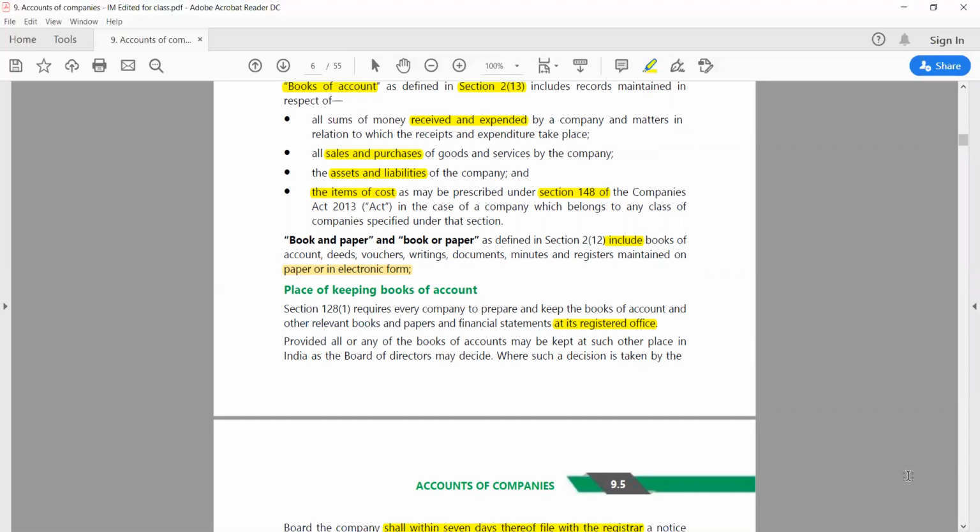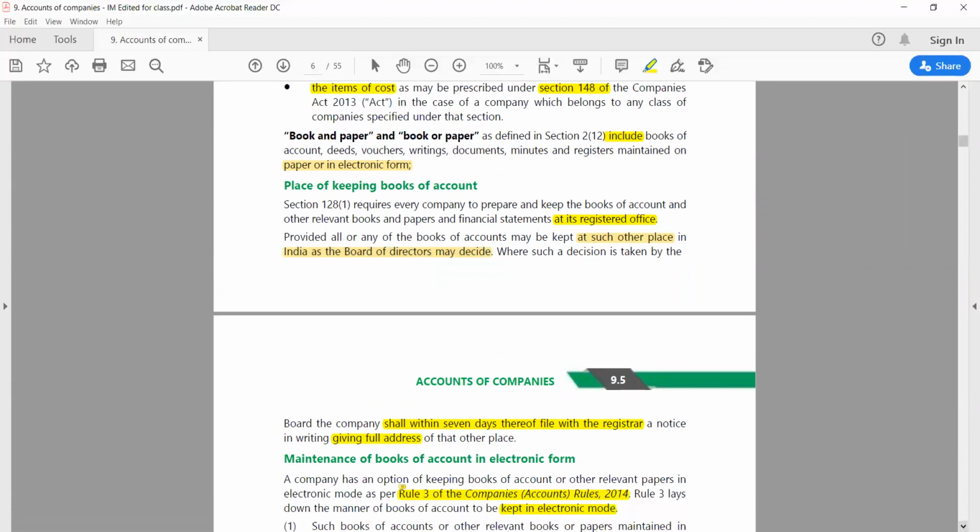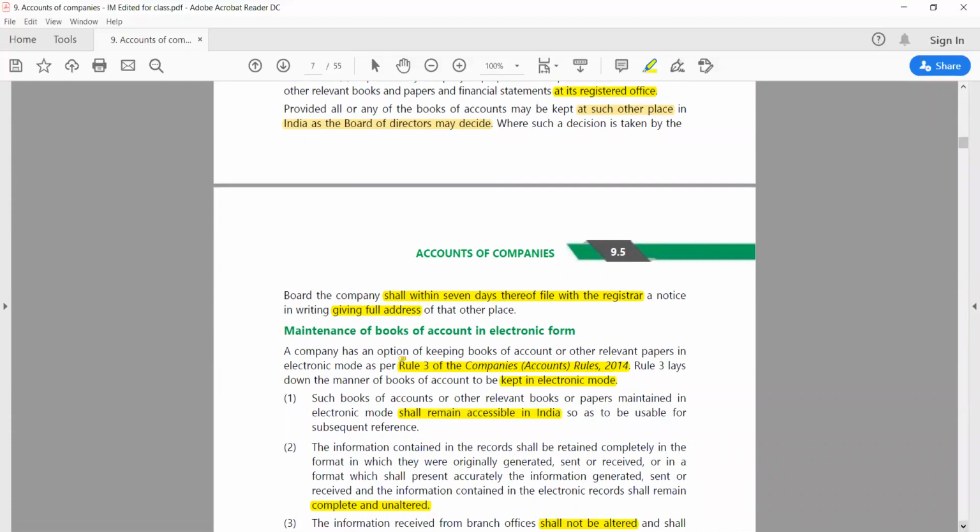At the registered office or any other place, the board of directors will decide. See the point here: or such other place where the board of directors may decide. We already told this point. Where such a decision is taken by the board, the company shall within 7 days file it with the registrar. That also we told previously, so accordingly you can remember.